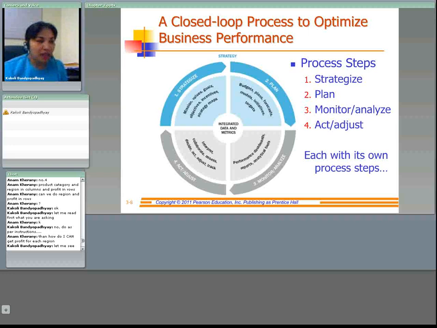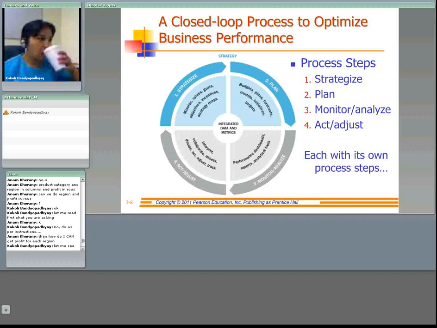So the first one, strategize, is by the executives who will set the strategy. Then plan will be the managers who will develop the plan. Monitor would be everyone. Everyone will monitor their progress toward meeting the goals and objectives. And how would they do that? They would use reports and analysis, and they would make corrections to stay on track. Technology is heavily used in the monitoring phase, like dashboards, reports, and analytical tools. And then finally, staff will be executing the plans. So they would be acting and adjusting.